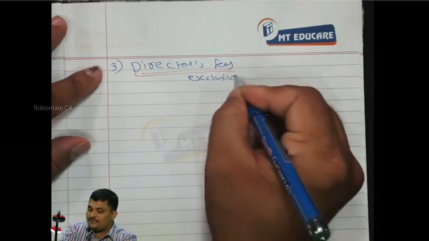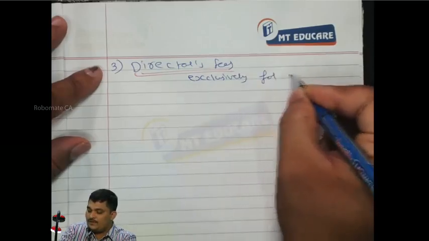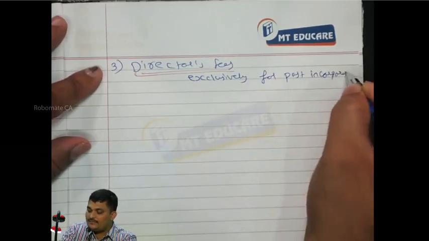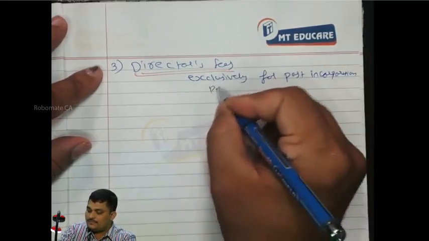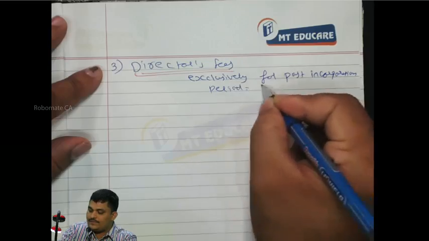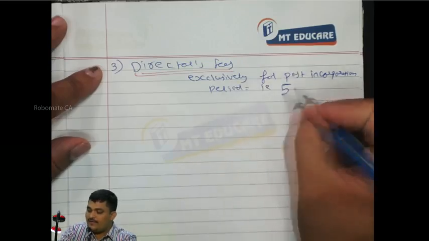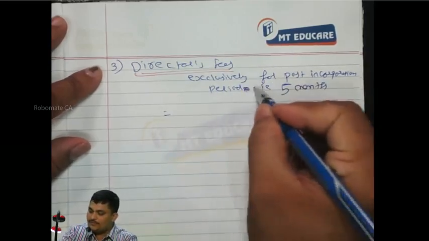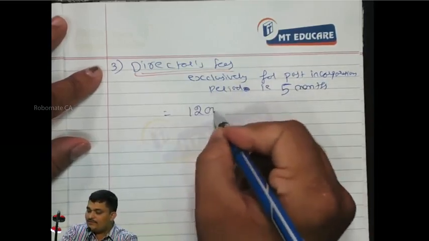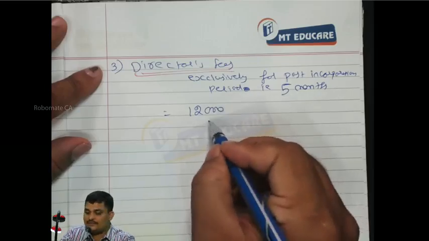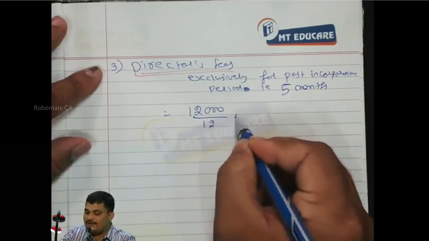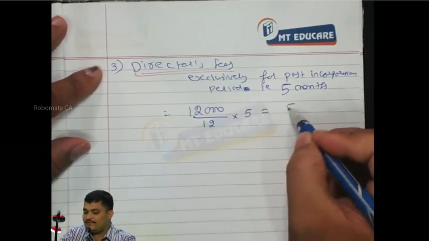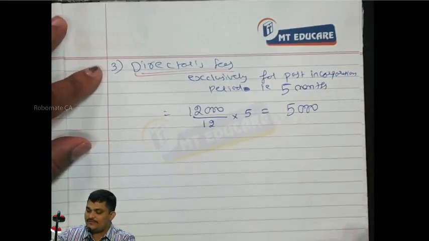Exclusively for the post-incorporation period, that is 5 months. 12,000 is for 1 year, so 12,000 by 12 into 5, which is how much? 5,000.